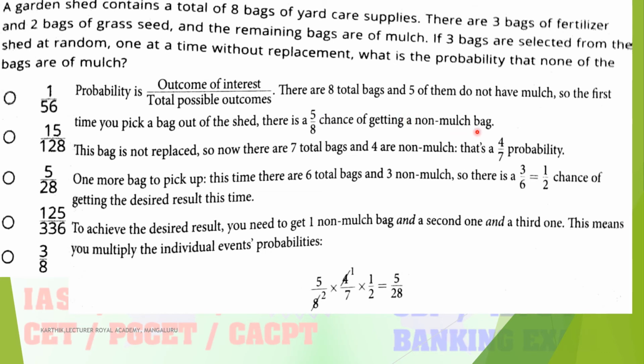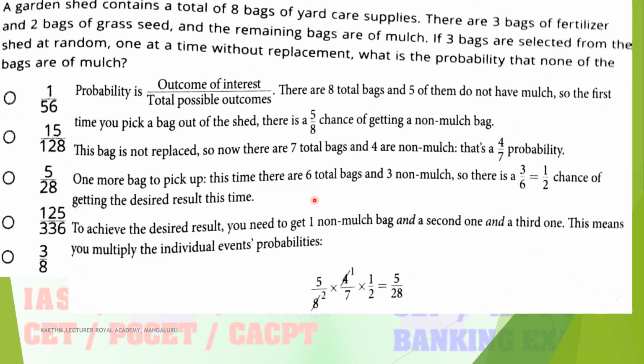That is a non-mulch bag. 5 divided by 8 is a non-mulch bag. 3 plus 2 is 5, and the remaining is mulch bag. So non-mulch bag is how much? 5 divided by 8. Next, how many times is he removing? Total 3 times he is removing, and find out the probability that none of the bags are mulch. Probability you have to find out.